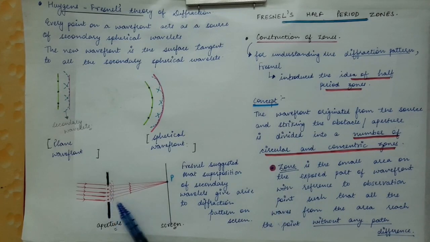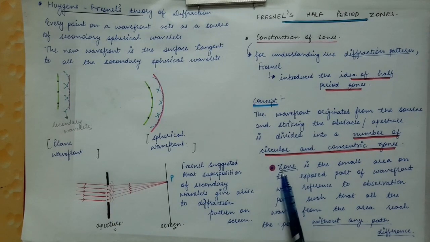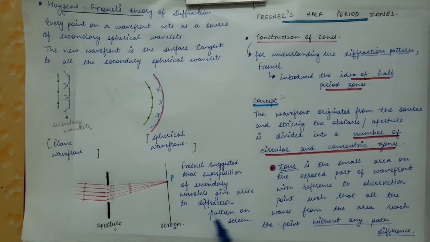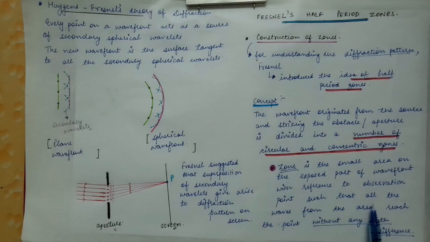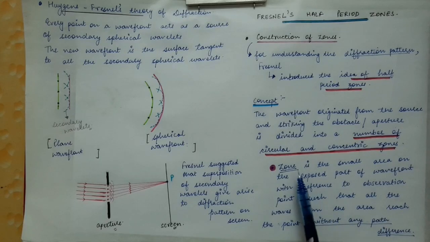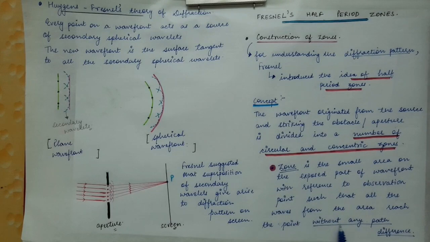wavefront, and we will see how these zones are constructed in just a few minutes. But keep in mind, for a particular zone, all the waves which are coming from that zone reach the observation point without any path difference. So the waves coming from a particular zone, reaching the observation point, will not have any path difference. So this is the property of these zones.